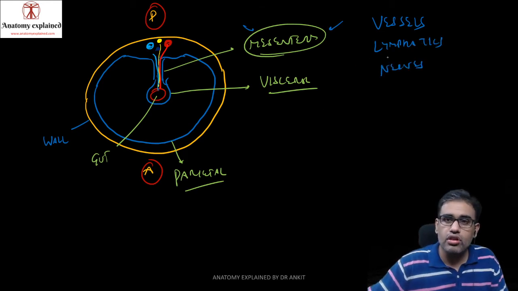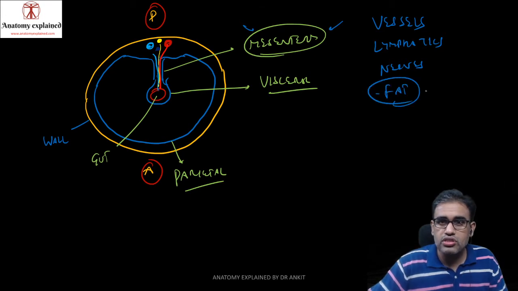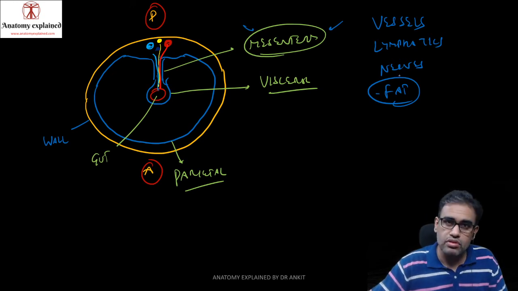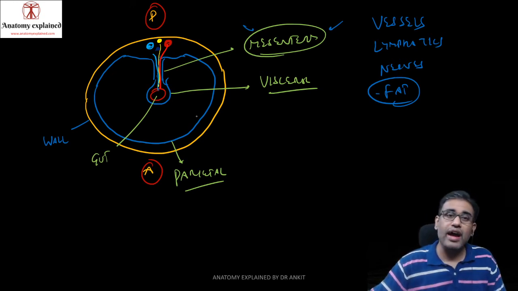Okay, it will also be a site for accumulation of fat. Remember the mesenteric fat. So mesenteric fat is also there. Lymphatics, you may also have some lymph nodes. So that is the basic role. Now why do you need this passage?